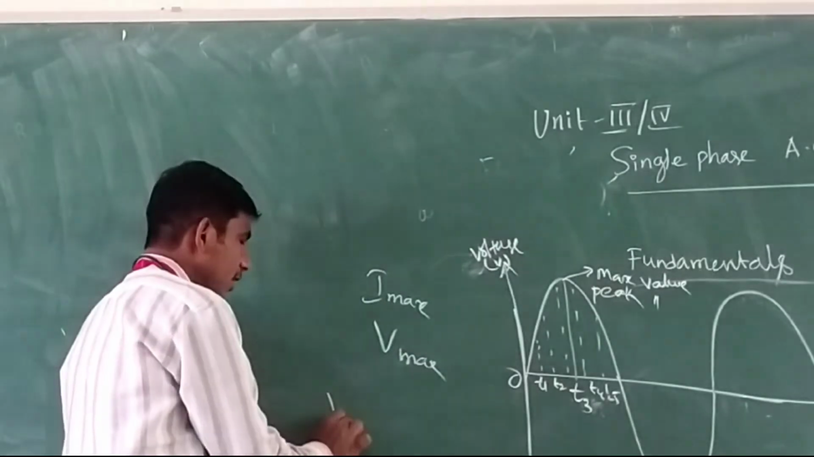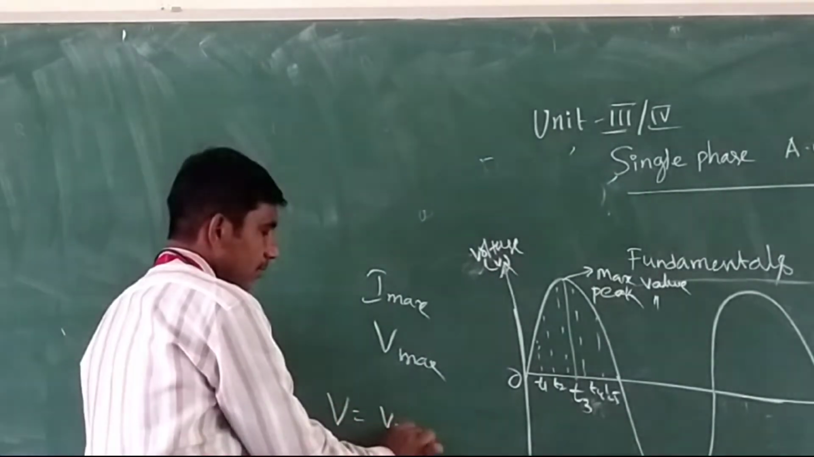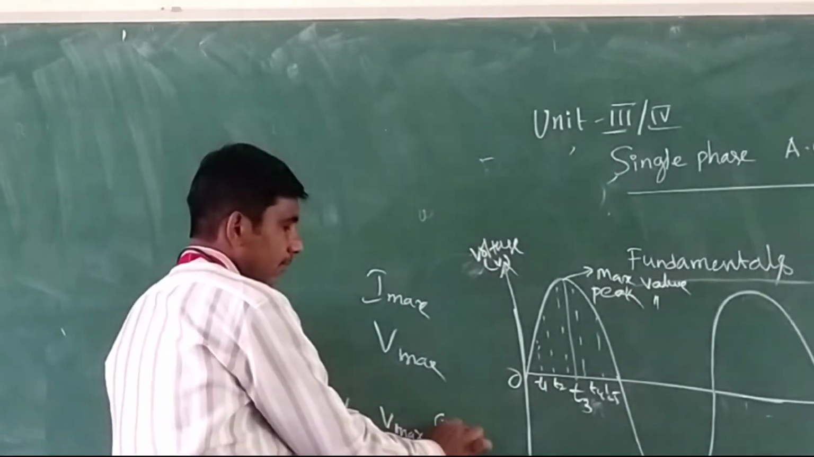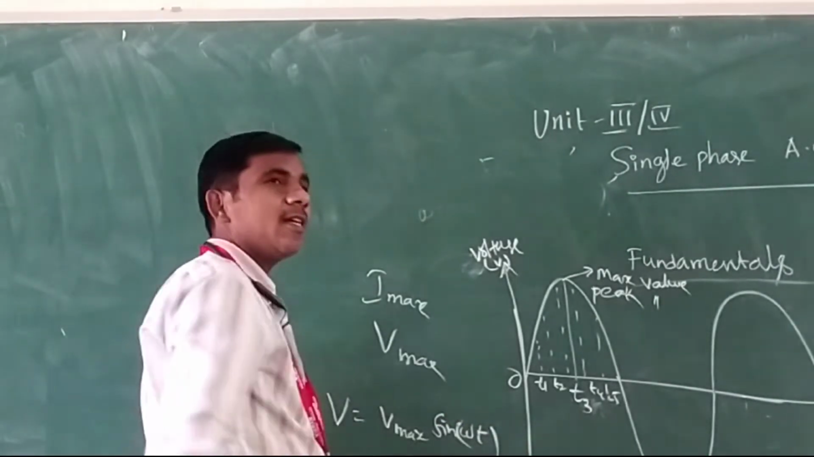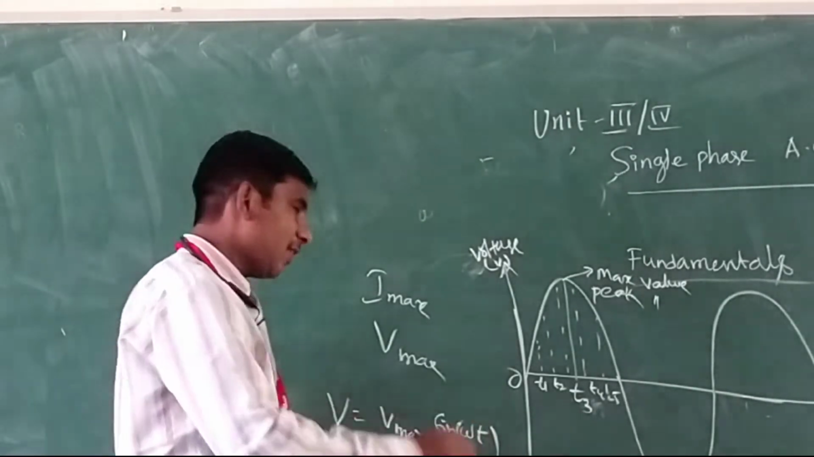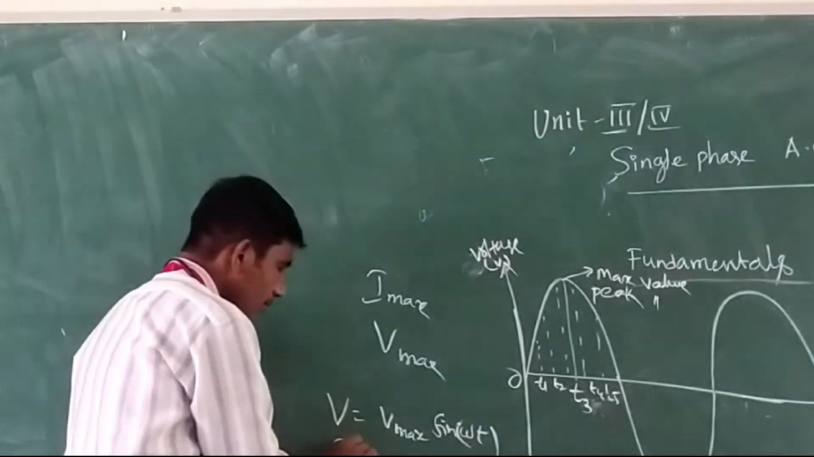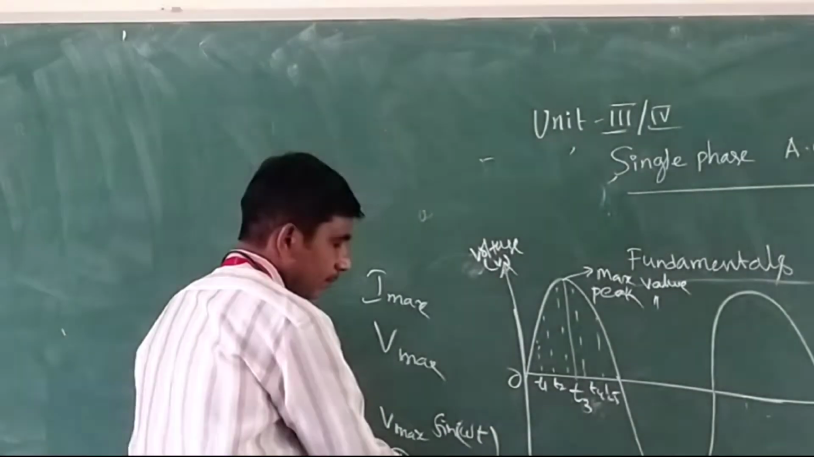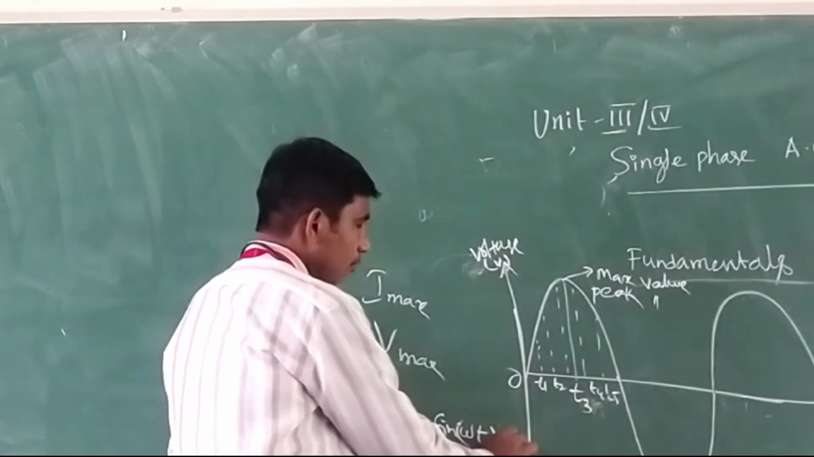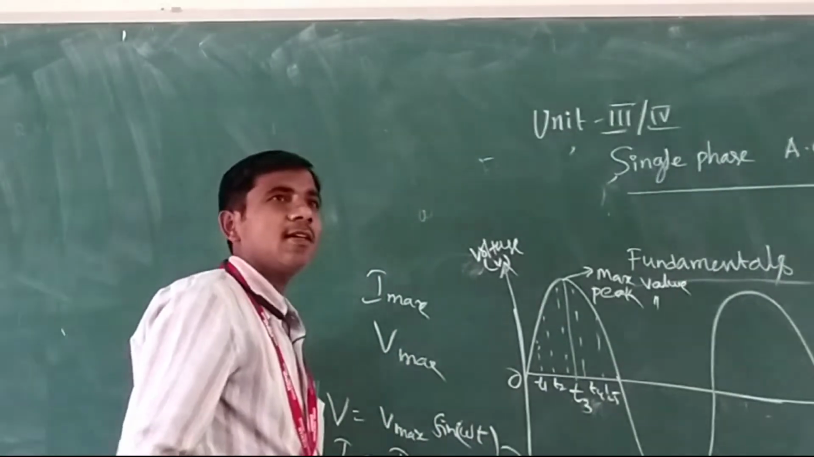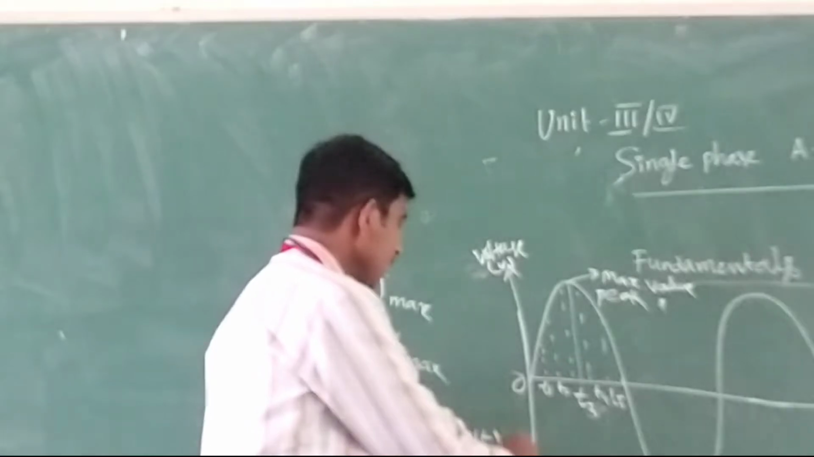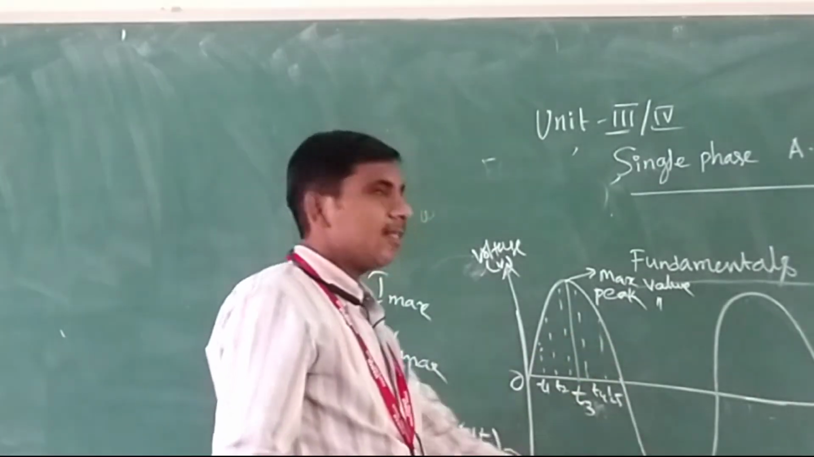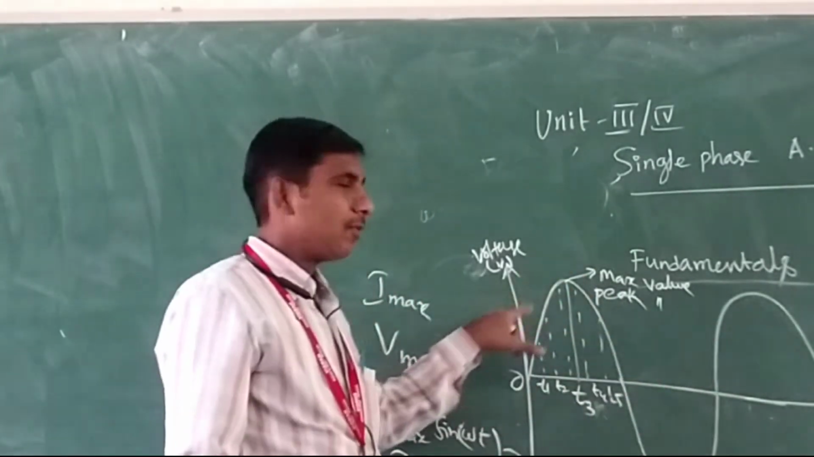Any voltage can be written as V equal to V max sin omega t. Like that we can represent any signal. Suppose it is a current: I equal to I max sin omega t. These are the voltage and current equations of a sinusoidal signal. For a single phase, the phase is 0, we have to consider.